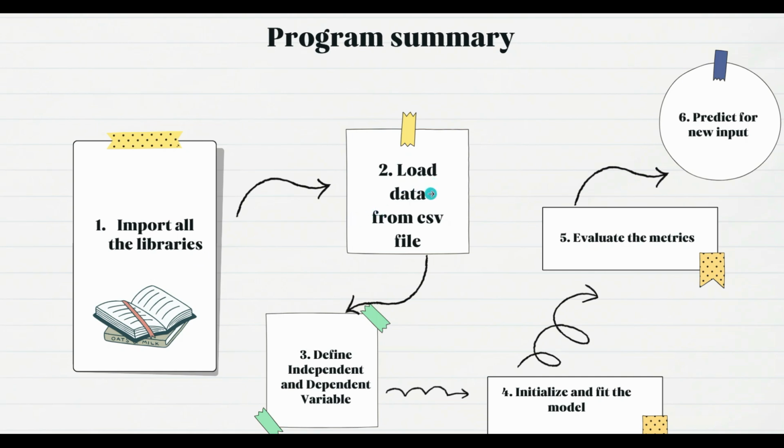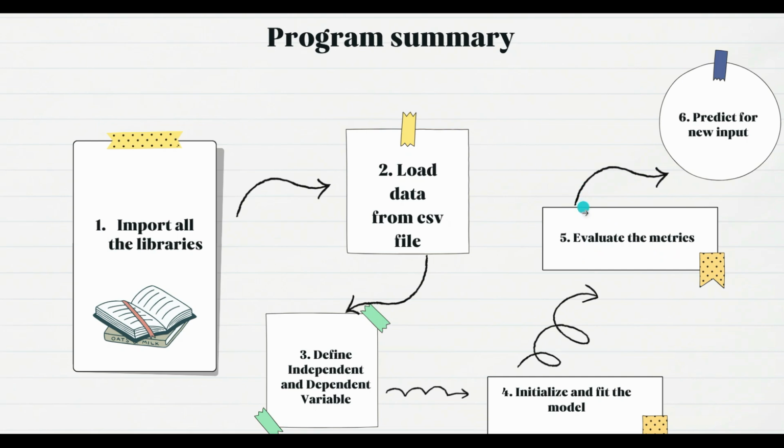Second part is loading data from a CSV file. So we use that library to load the data, and then we define what is the independent and dependent variable in the loaded data. After that, we will initialize the model and then we'll fit it with the input and output. Output means actuals. And then we will evaluate the metrics, whether the predictions are good and how accurate they are. We will be doing that with the evaluation metrics.